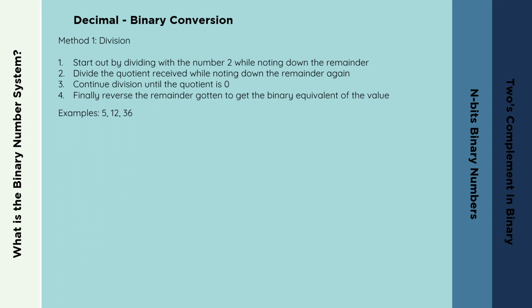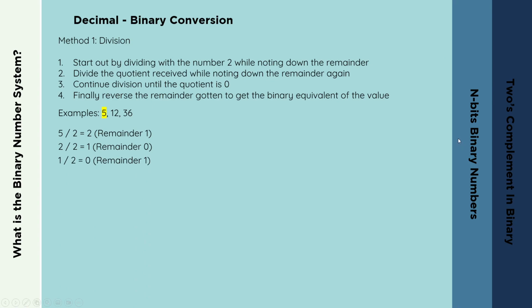I've chosen 3 different decimal values, 5, 12, and 36, starting with the value 5. First, we have 5 divided by 2, which is 2, with a remainder of 1. Now, we note down this remainder of 1, and then we take 2 and divide by 2 again, we would get 1 with no remainder. Now we have the output of 1, so we have to take 1 and divide it by 2 again. You can see we have a remainder of 1.